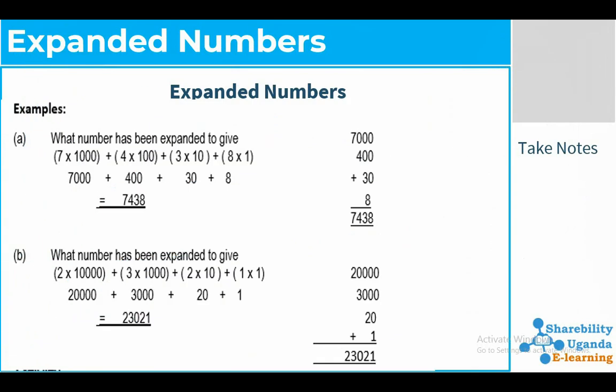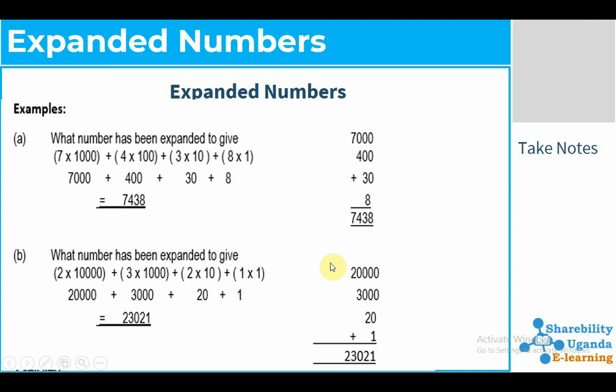So in this number, when they say 2 times this, we said 1,000 is 3 zeros and 10,000 has 4 zeros. So how many zeros are in this one? There are 4. So this is 2 times 10,000. Then 3 times 1,000, 2 times 10, 1 times 1. So here we shall come out with 20,000 plus 3,000 plus 20 plus 1.